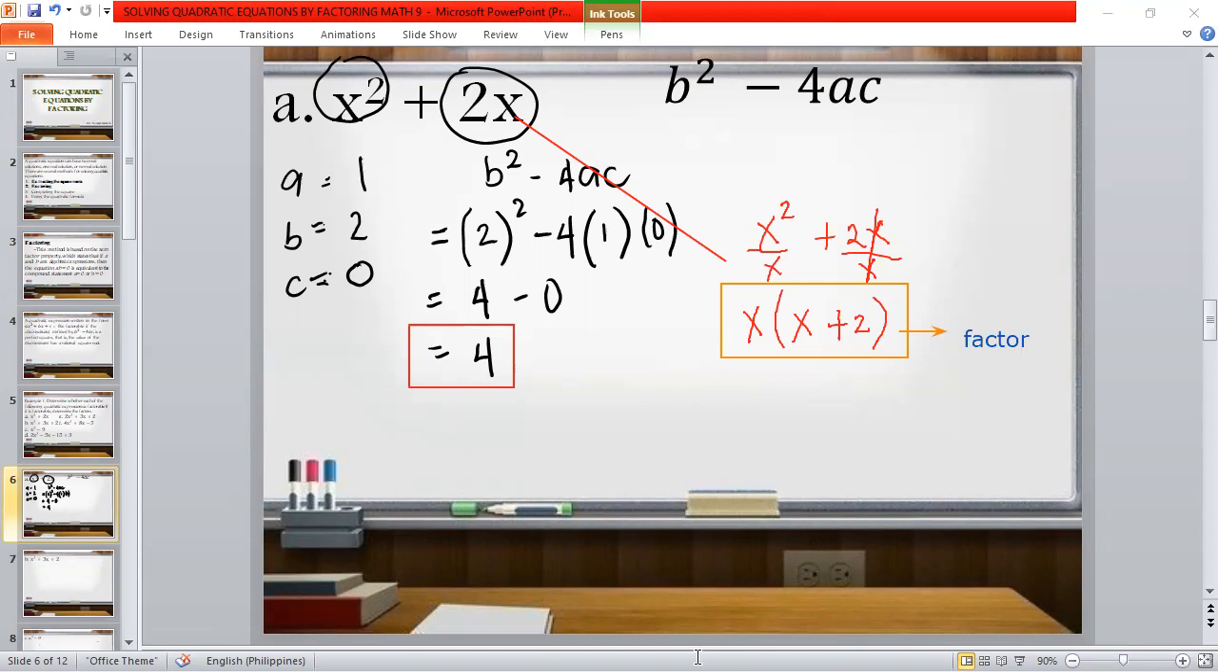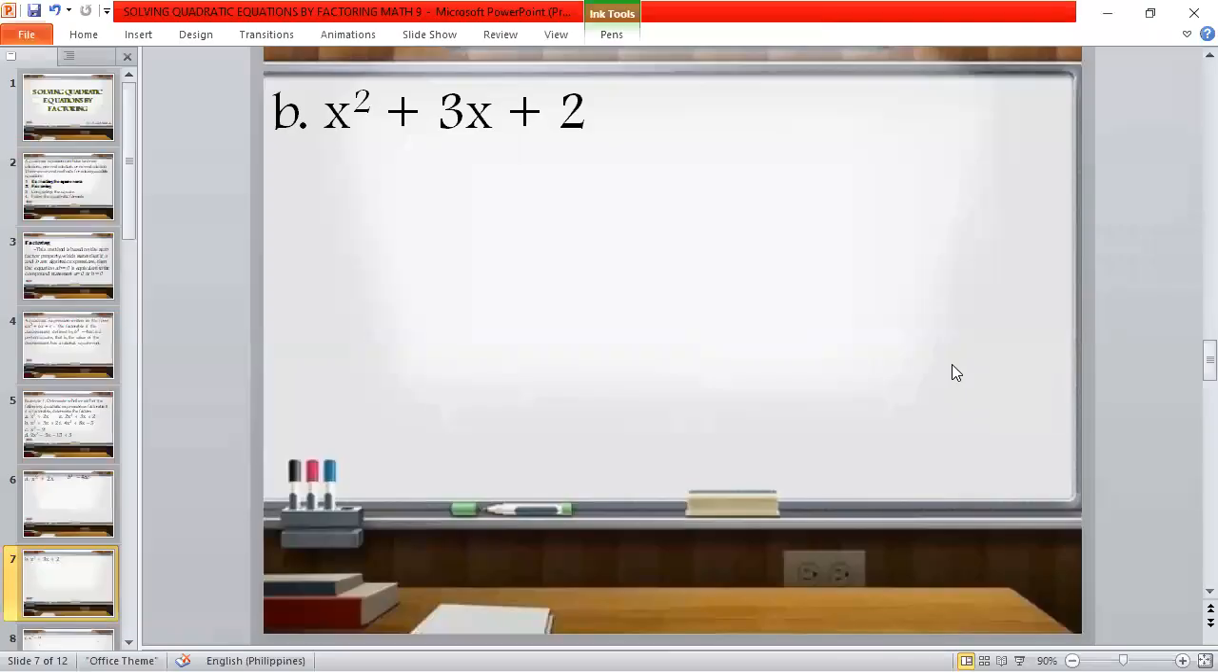Okay, so now let's proceed po sa ating susunod na example. Okay, so let's have another example given x squared plus 3x plus 2. Okay, what is the first step? You need to find out if the discriminant is a perfect square or not. Again, the first step is to find out if the discriminant is a perfect square or not.